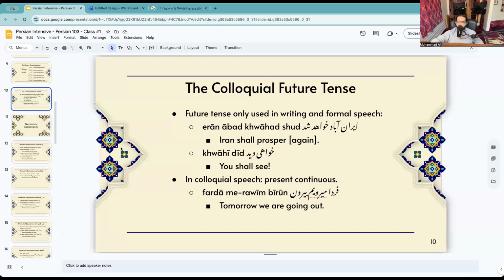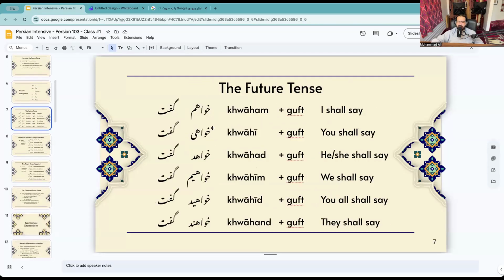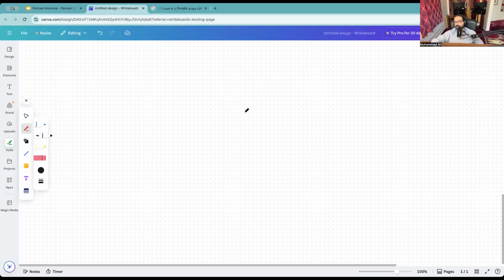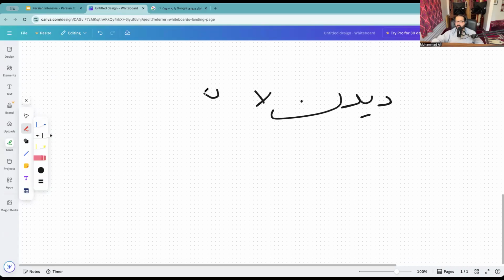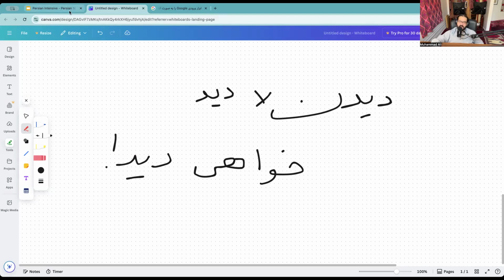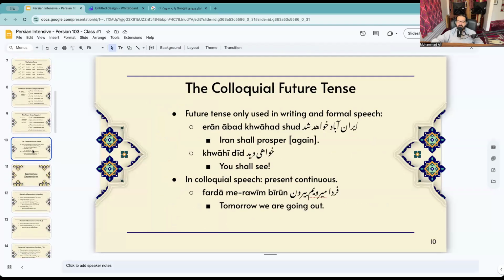Or if your parents are fighting with you, they'll say, if you do this, you will be grounded. I'm going to do it anyway. And then your mother will say, khahidid. Khahi, again, is the second person. And then deed, if you take didan, which is to see, you remove the noon, you get deed, which is the third person past tense stem, and then you add khahi, you shall see. Khahi deed, you shall see. Just like we say in English, right? If you want to say you're really upset, you wouldn't say you're gonna see, you'll say you shall see.